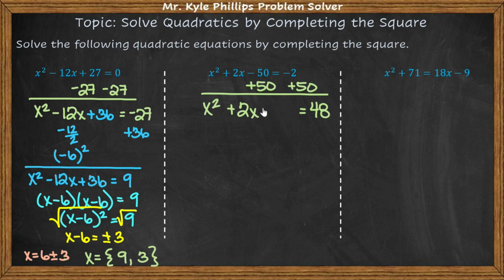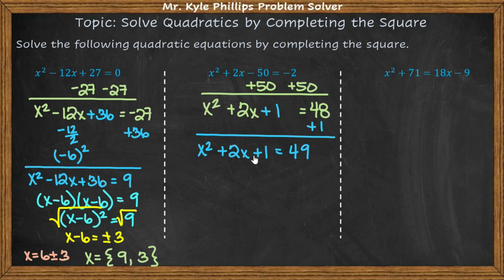So here I'm going to add 1, and I can't just do it to the left. I also have to do it to the right. So I'm going to add 1 to both sides. And now I have x squared plus 2x plus 1 equals 49. Now I've created a perfect square trinomial.